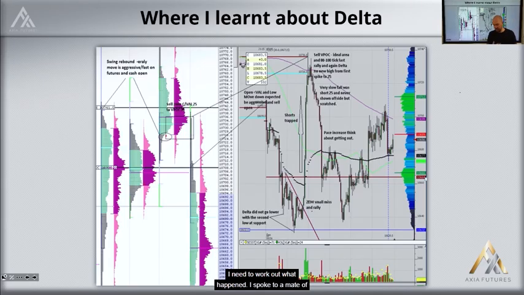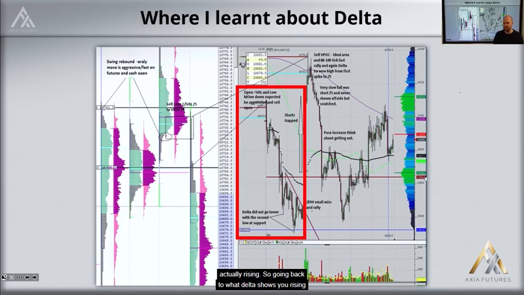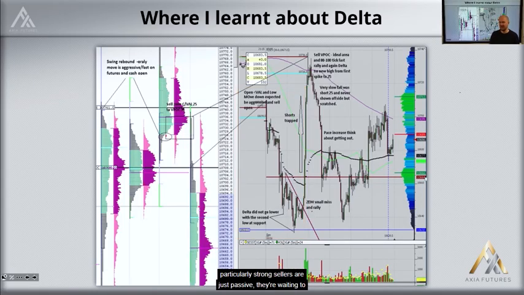I spoke to a mate of mine next to me who said, well, do you see the delta on that? I said, no, I don't have delta on my charts. And what he'd said to me was that throughout this move, delta was actually rising. So going back to what delta shows you, rising delta is showing you that buyers are actually more active. Buyers are lifting offers. So as that's happening, this is an indication of the strength of the buyers here. Sellers are not particularly strong. Sellers are just passive. They're waiting to get filled.